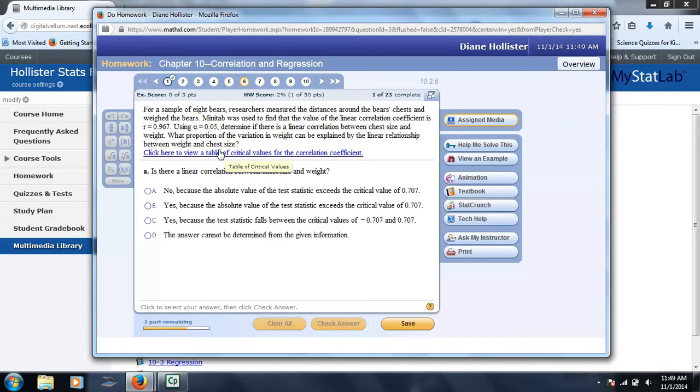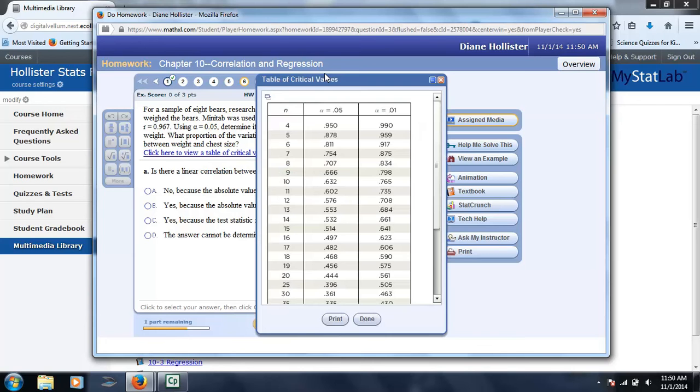For number 6, we're looking at results from another software where the value of the linear correlation coefficient is 0.967. Remember, the largest it can be is 1, so it's an extremely strong correlation. And we want to determine if there's a linear correlation between the chest size and the weight of the bears. So we want to look at, first of all, the table of critical values to see if that's meaningful.